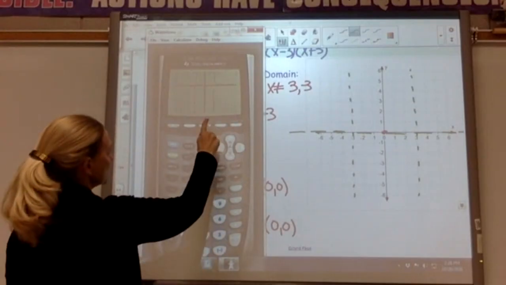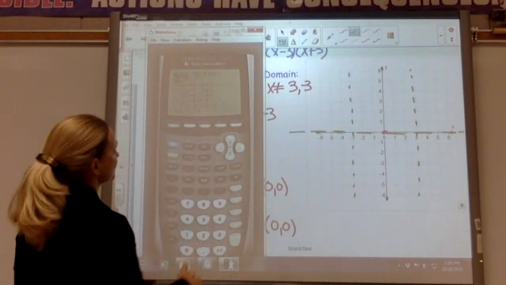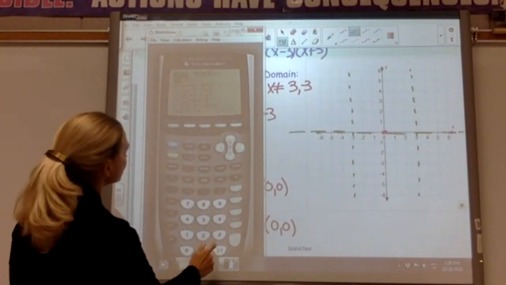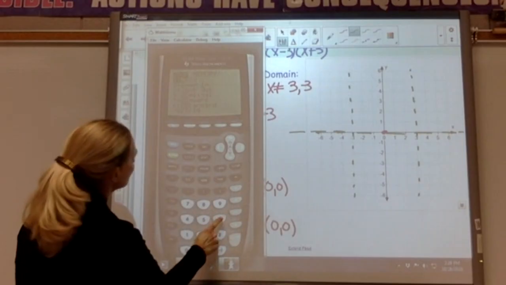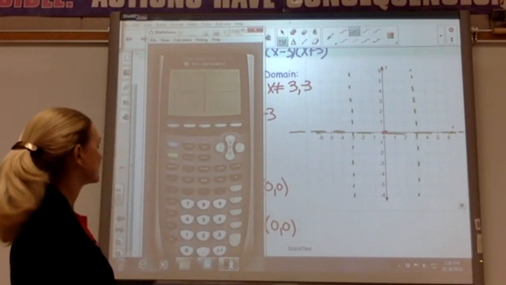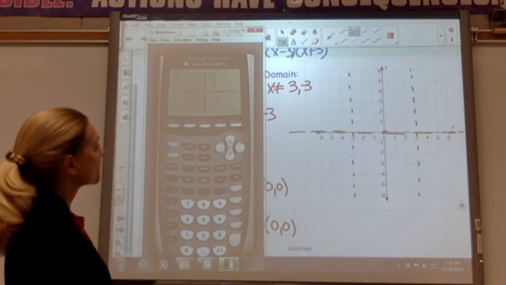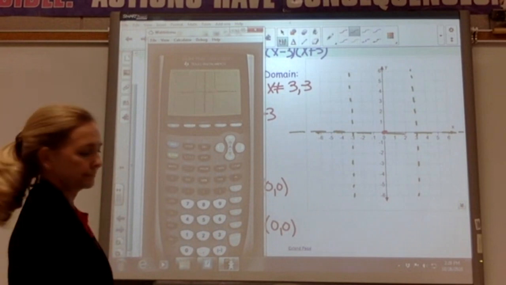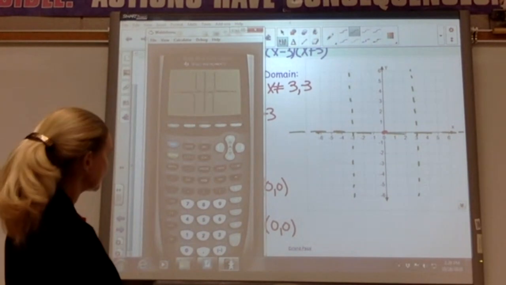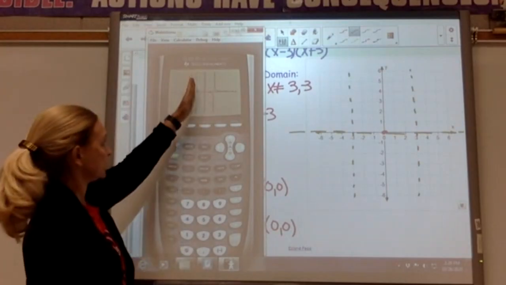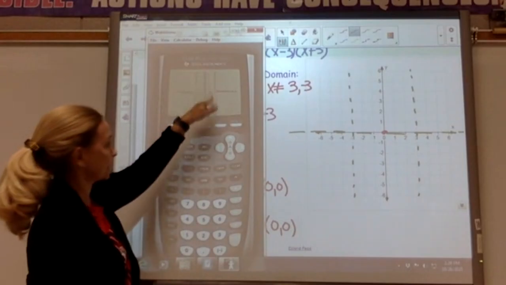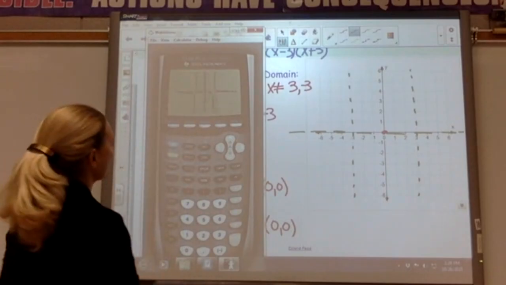Okay, I'm going to hit zoom 6 to get back to the regular screen. Zoom is slow. All right. Now, if you have an 83 calculator, you may see lines like a zigzag going up through here, but it shouldn't be. Okay.